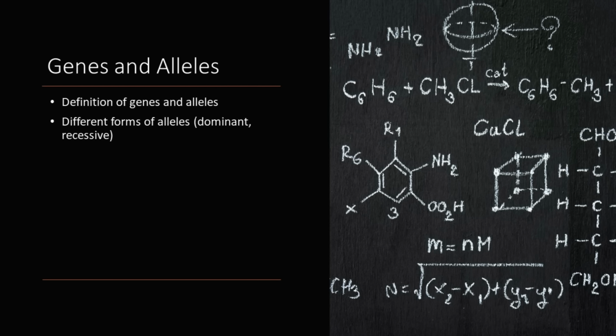For example, there are multiple alleles for the gene responsible for eye color, resulting in variations such as blue, green, or brown eyes. Alleles can be dominant or recessive, determining how they express in the phenotype.